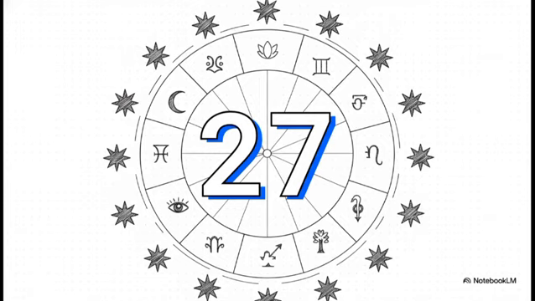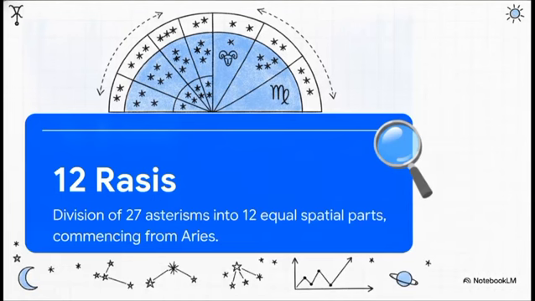The whole system kicks off with one absolutely crucial number: 27. In this ancient mathematical blueprint, the visible zodiac is divided up into exactly 27 distinct asterisms, or nakshatras. Think of this as the base layer of our astronomical grid, neatly slicing the 360 degrees of the sky into 27 equal chunks. Now, here's where it gets really interesting.